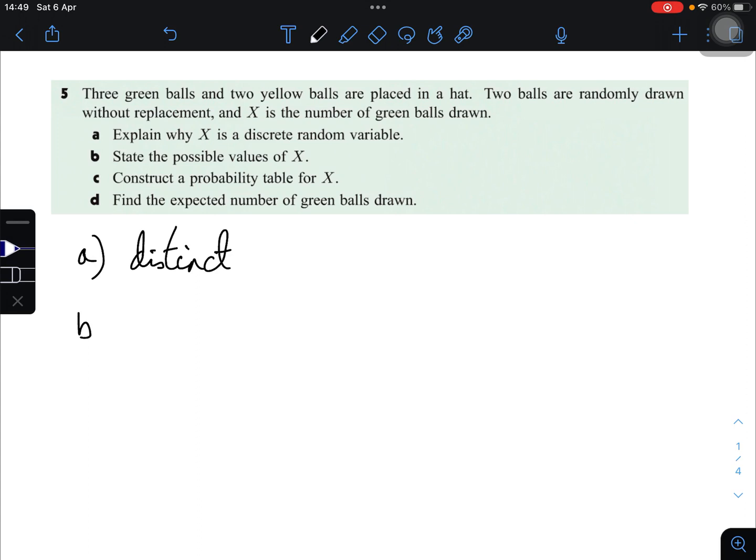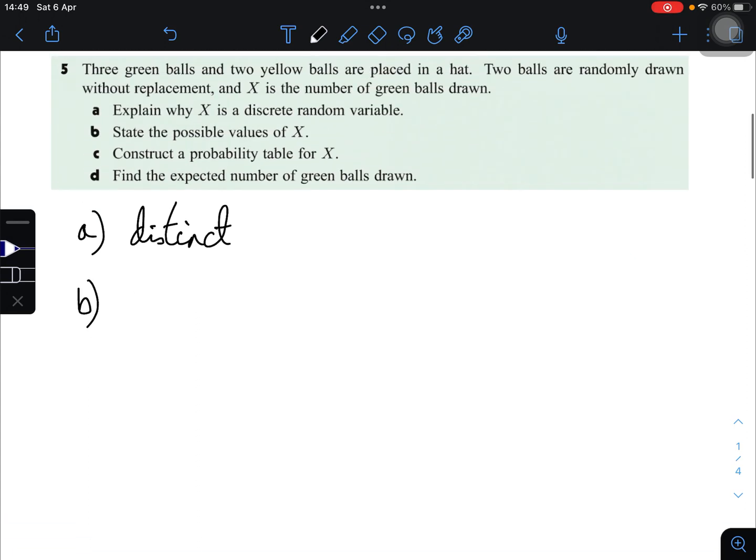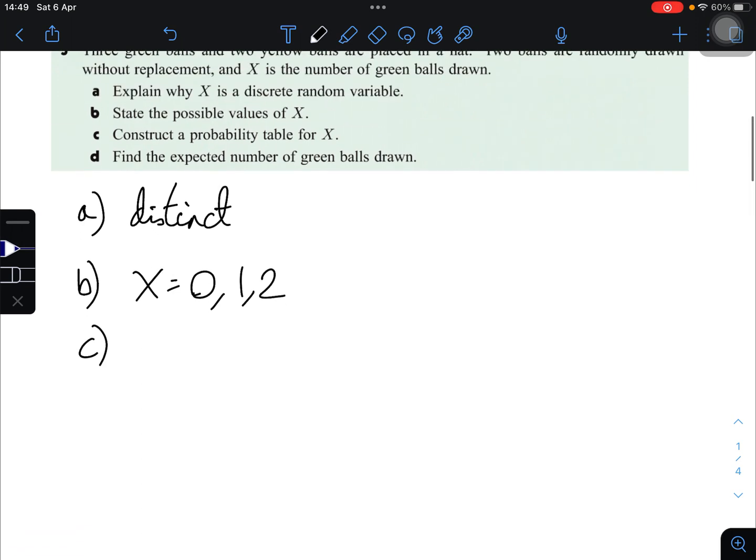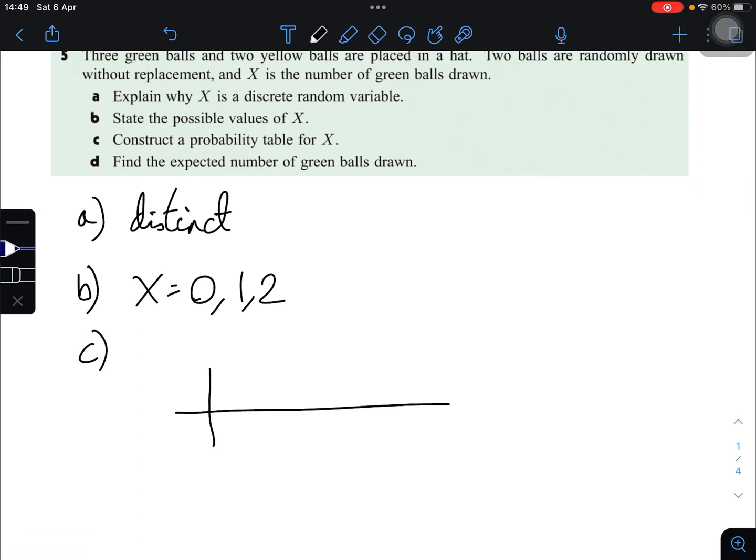So that leads on to part B. State the possible values of x. Well, x could equal 0 green balls, 1 green ball, 2 green balls, not 3, because we're only picking out 2 balls at random. C, construct a probability table for x. Well, if we do that for 0, 1, and 2, that's our value for x, and that's our probability of x.